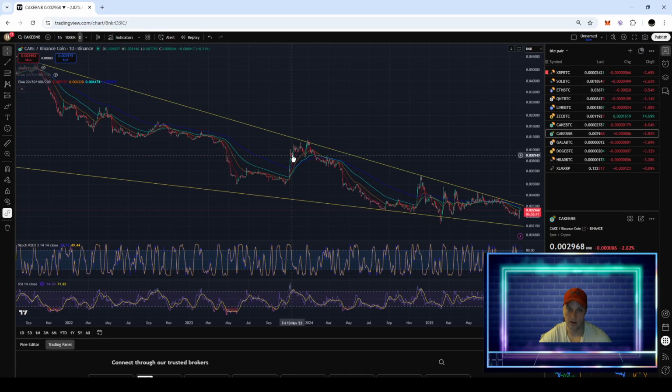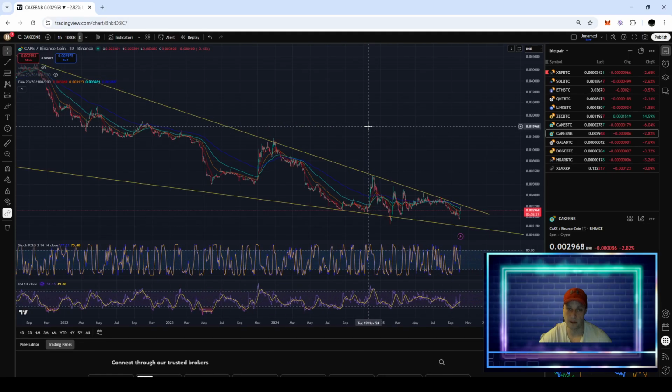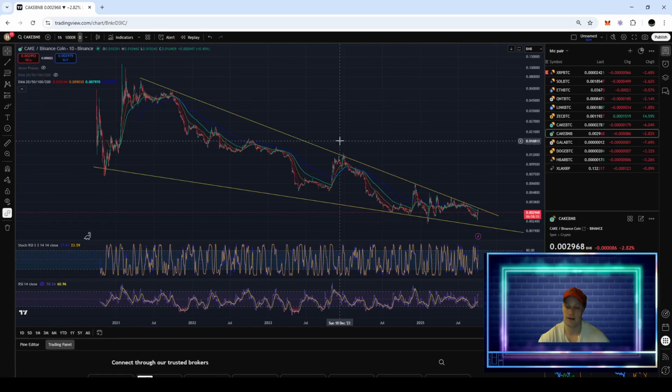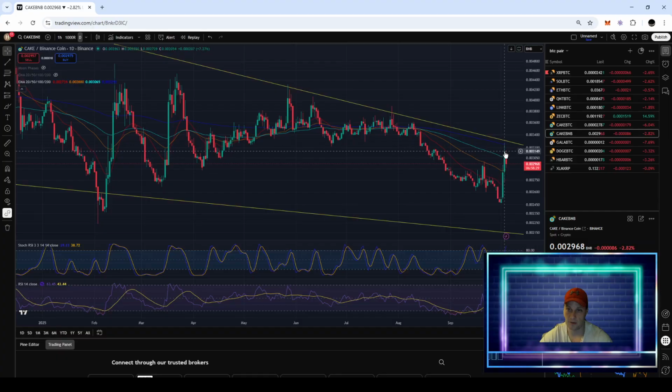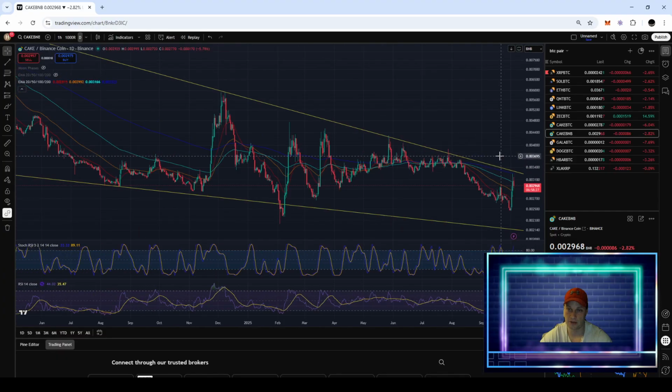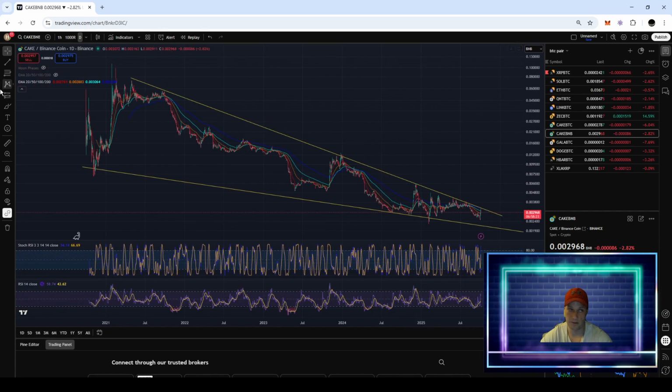I really wanted to put this one in because this is the BNB pair. Of course, Cake is the DEX on the BNB ecosystem, and we're seeing the same thing here. We're seeing almost a breakout. Here we have the rejection still, but also here you see these crazy possibilities.